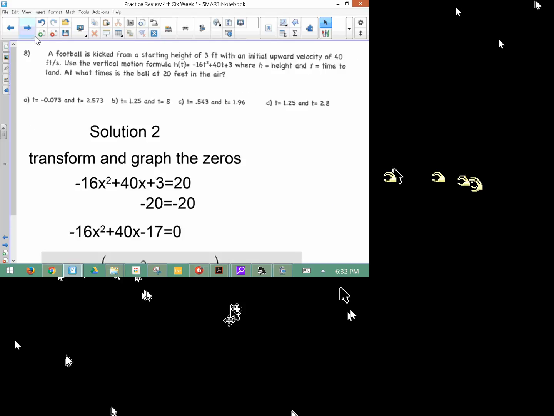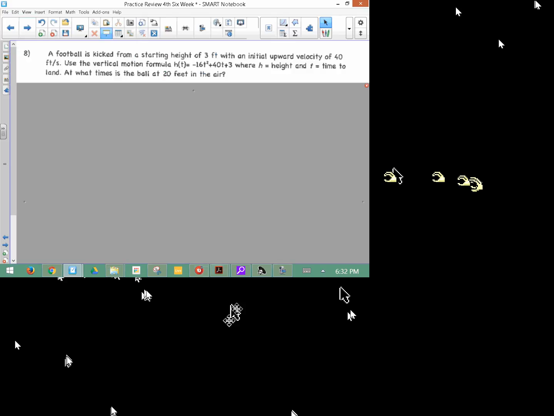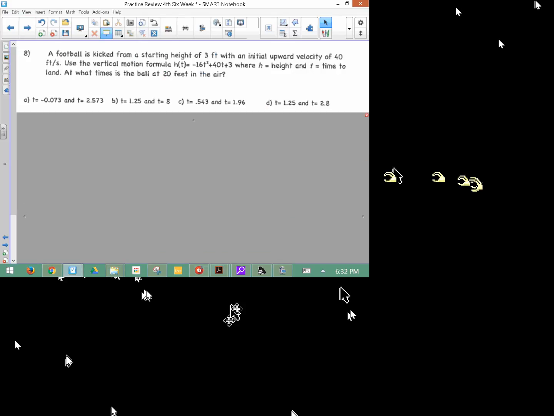Let's go to 8. We'll get to the solution 2 in a minute. I'm just going to cover that up so it won't distract you. Look at number 8. A football is kicked from a starting height of 3 feet with an initial upward velocity of 40 feet per second. Use the vertical motion formula, h of t equals negative 16t squared plus 40t plus 3, where h is height and t is time. At what times is the ball at 20 feet in the air?